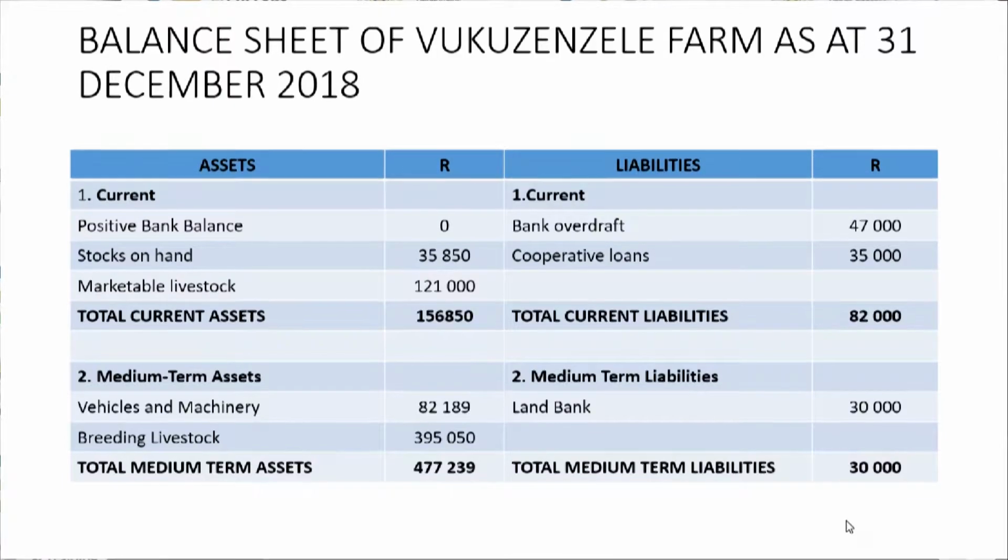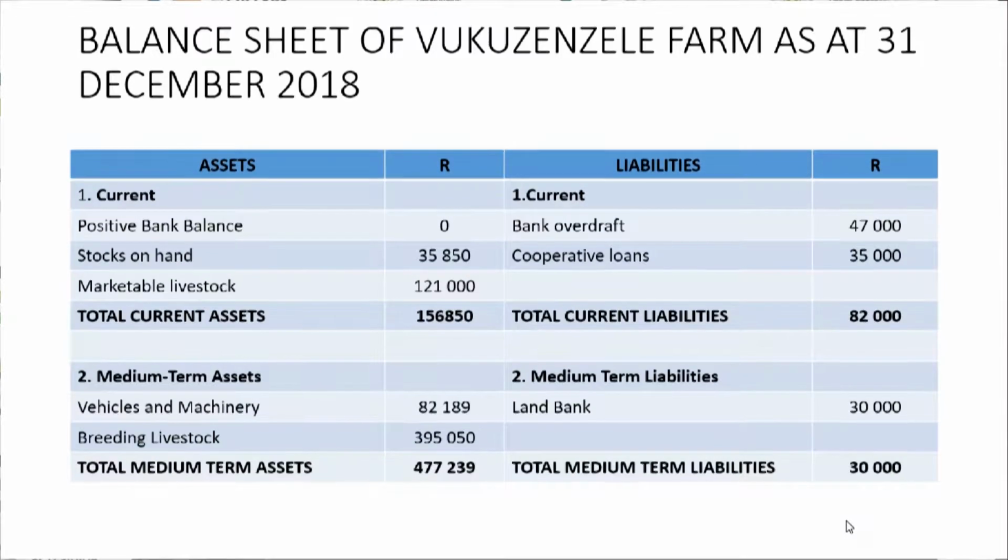Now, let us look at an example of a balance sheet of Vuk'uzenzele Farm as at 31st December 2018. In this balance sheet, on the left-hand side, we have got assets. On the right-hand side, we have got liabilities. As you can see, the assets have got their values and the liabilities also have their values.